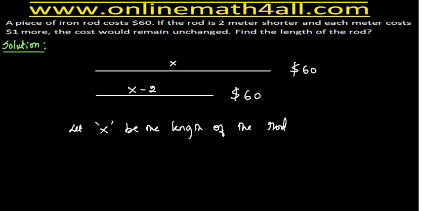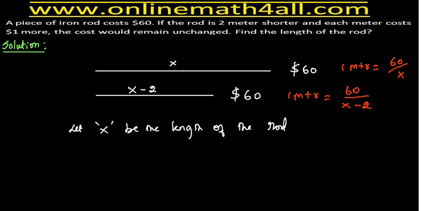Okay students, now what is the cost of 1 meter of the original rod? It would be 60 over x. And here the students may have a question, sir, how did you get 60 over x? The cost of 1 meter is equal to 60 over x, and the cost of 1 meter for the second one will be 60 over x minus 2. I just apply the formula to find the cost of 1 meter. So the formula is total cost over total length.